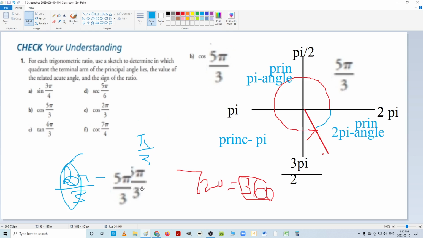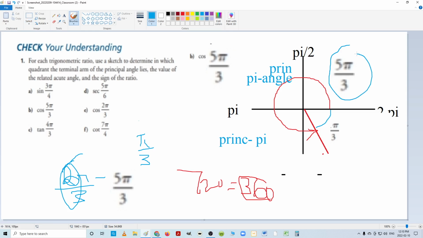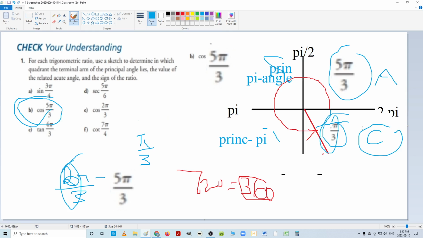So I'm going to steal this portion, and I discover that the acute angle in blue is going to be that. So that means the principal angle is 5 pi over 3, and the acute angle is pi over 3. And this is the one that we will be focusing on. The next question is, what's the sign of the ratio? Well, we're looking at cosine. So if we take CAST, C-A-S-T, the sign of cosine here will be positive, which means the sign when we put this into a calculator will come out positive.